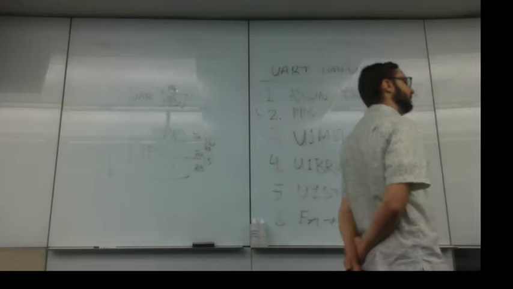So some common baud rates for RS-232. 9600 is the most common baud rate that you'll see. If you've got a terminal program on your computer, often the default is 9600.